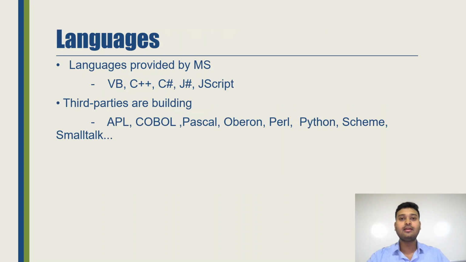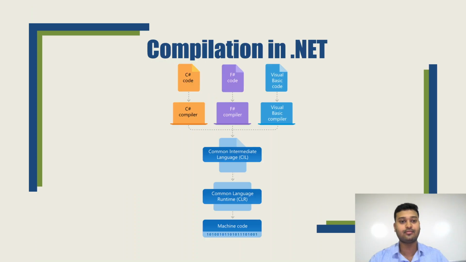Now, as we were saying, multiple languages are supported in .NET. Some of the languages are provided by Microsoft only, and some third-party languages are also supported. The languages Microsoft developed are VB, Visual Basic, then C++, C Sharp, J Sharp, and JScript. Along with that, some other languages are also there. These are just examples. Third-party languages include APL, COBOL, Pascal, Perl, Python, and Smalltalk. Along with that, some other languages are also supported inside the .NET framework.